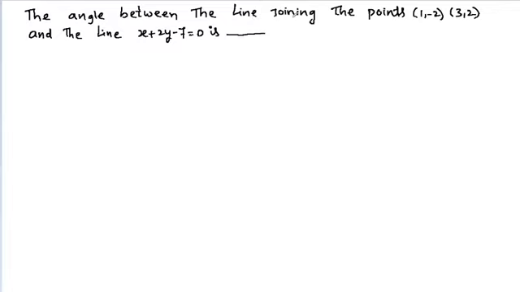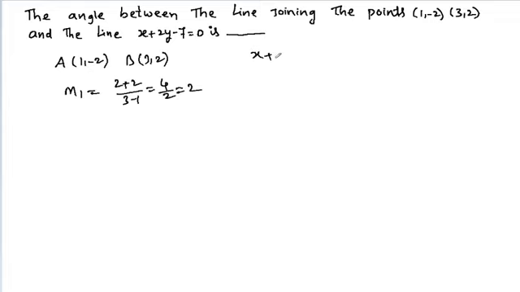Find the angle between the line joining the points 1 comma minus 2 and 3 comma 2 and the line x plus 2y minus 7 is equal to 0. First find the slope of the line joining the given points, that is A 1 comma minus 2 and B 3 comma 2. So slope m1 is equal to y2 minus y1 by x2 minus x1, that is 2 plus 2 by 3 minus 1, that is equal to 4 by 2 is equal to 2. And the given line is x plus 2y minus 7 is equal to 0. Therefore the slope of this line is m2, that is minus a by b, that is minus 1 by 2.